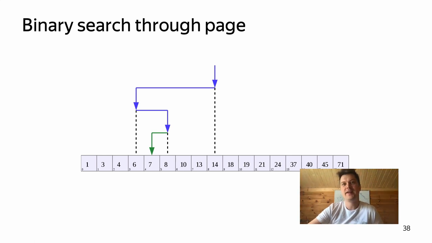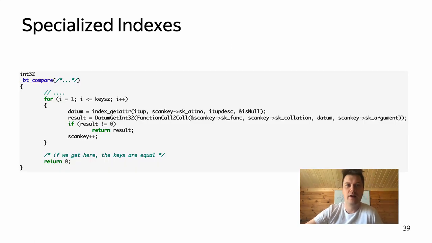If you build an index specifically for increasing integers. Also, most indexes contain a lot of abstraction layers which could be avoided in specialized indexes. For example, here you see that the function btree compare calls a function of the operator class through the scanKey function, the compare function from scanKey. And actually it's not a zero-cost abstraction, it costs you pushing bytes to the call stack.